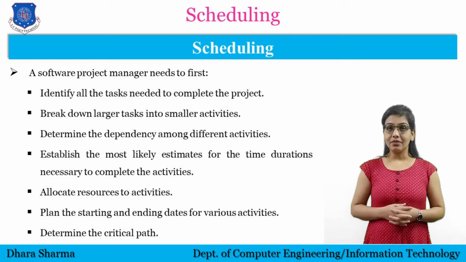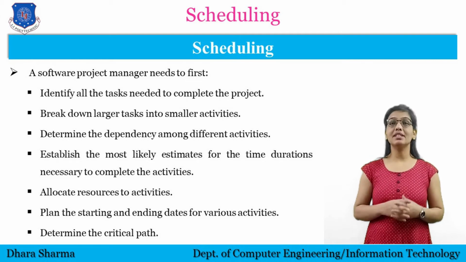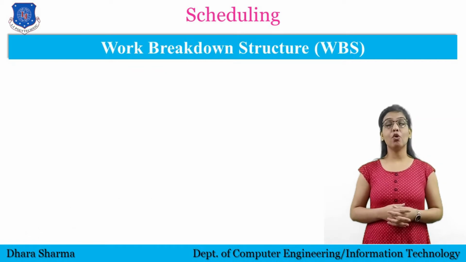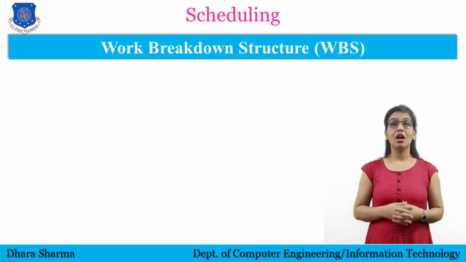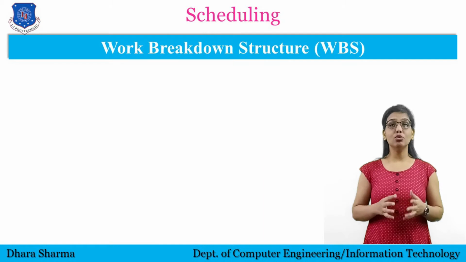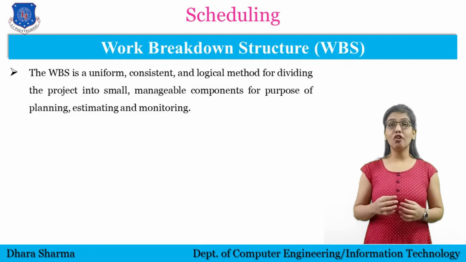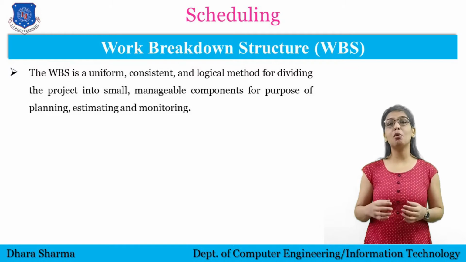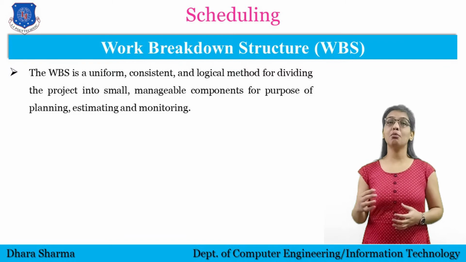Among all of these activities, identifying tasks and breaking them down into smaller activities is done through work breakdown structure, WBS. Now let's understand what WBS is and how and why it is used in scheduling. Work breakdown structure is used to divide a given task set into smaller activities. The WBS is a uniform, consistent and logical method for dividing the project into small manageable components for the purpose of planning, estimating and monitoring.